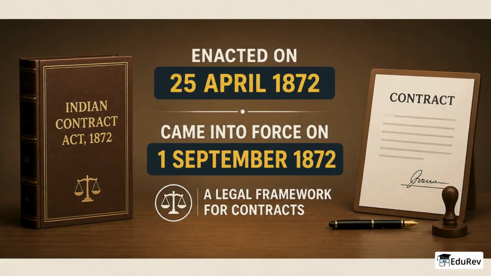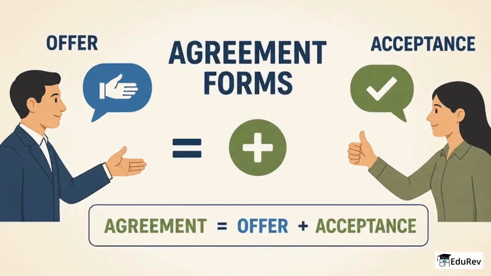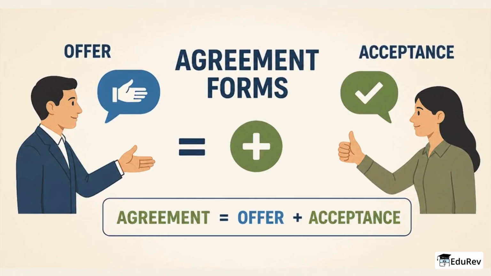framework for contracts. A contract under Section 2H means an agreement enforceable by law. So the courts can make parties keep certain promises when needed. Agreement forms when one person makes an offer and another shows acceptance. So remember, agreement equals offer plus acceptance as the basic formula.